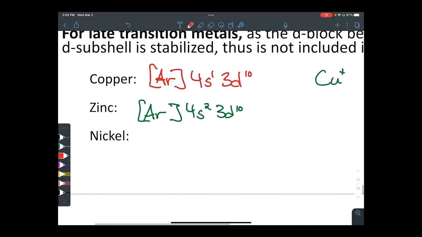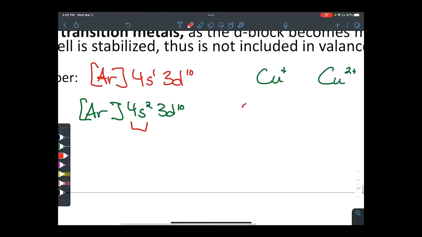So for zinc, because that 3d shell is completely filled, we don't count those in our valence electron count. We actually just count 4s. So this actually has 2 valence electrons, right? And that's why we always see zinc 2+. We never see zinc lose its d electrons because it's too stable in energy.